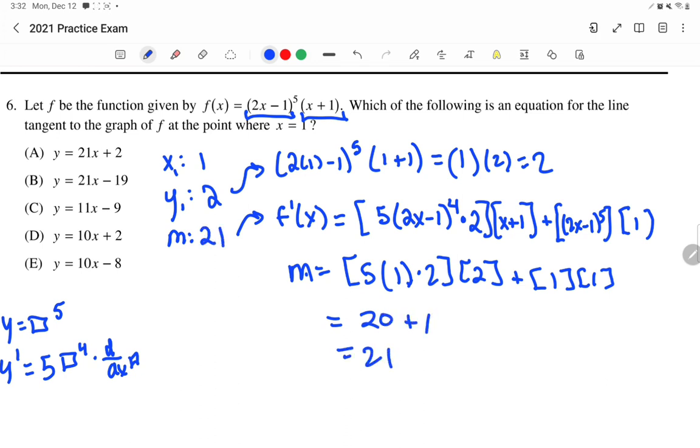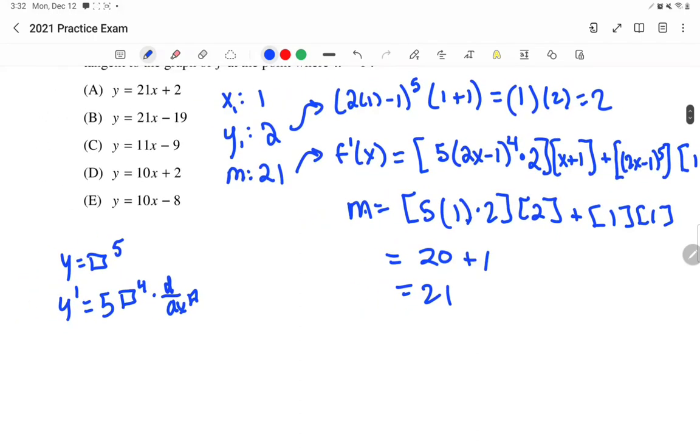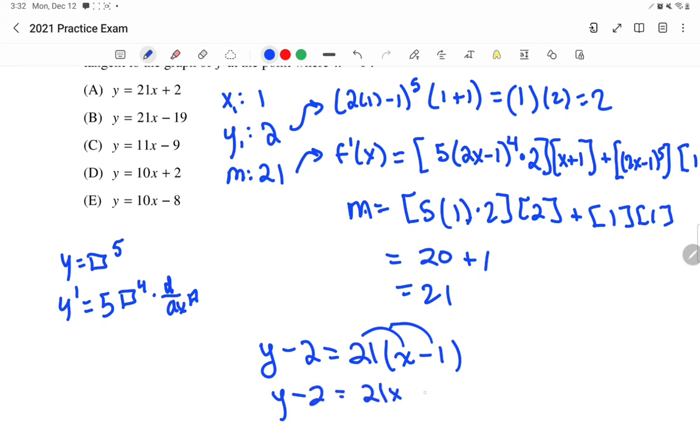Now if I look at these, I know it's got to be a or b, but it is easy enough to solve this. So y minus 2 equals 21 times x minus 1. These are all solved for y, so we're going to just put this back into y equals mx plus b. So y minus 2 equals 21x minus 21. Add the 2 over, that's going to be 21x minus 19.